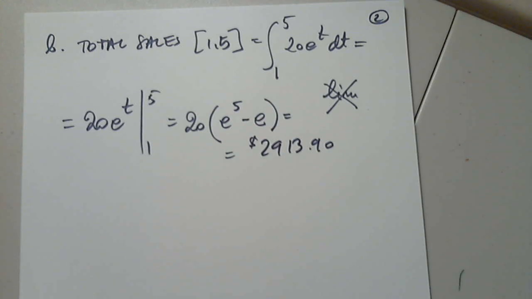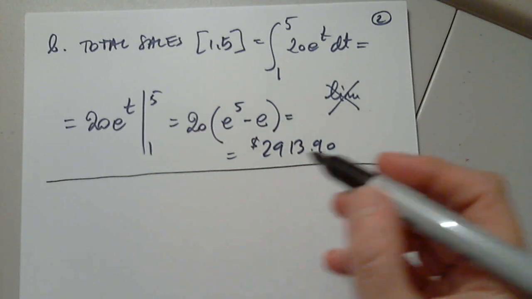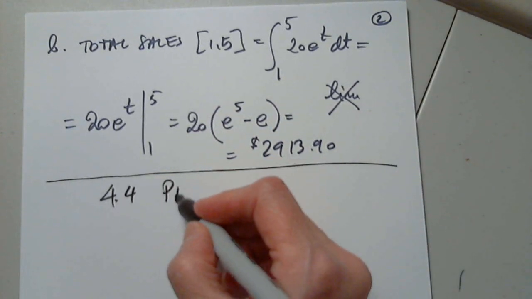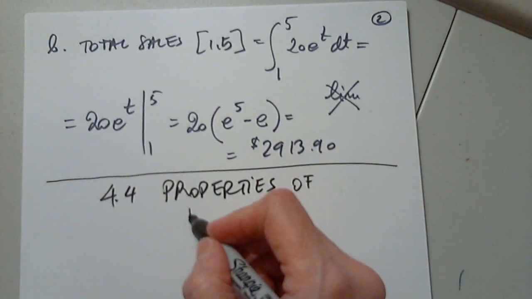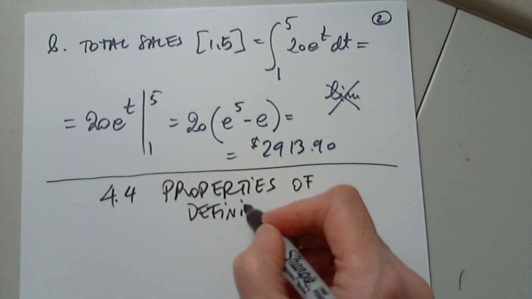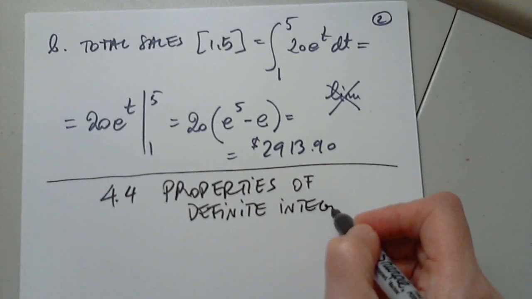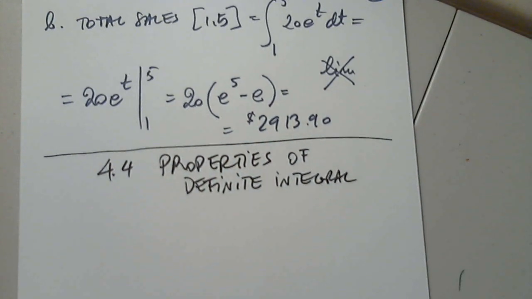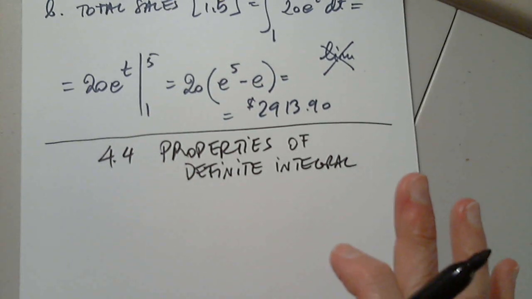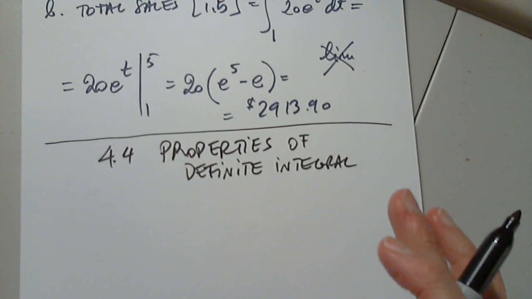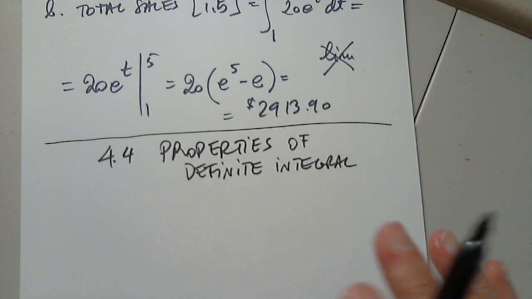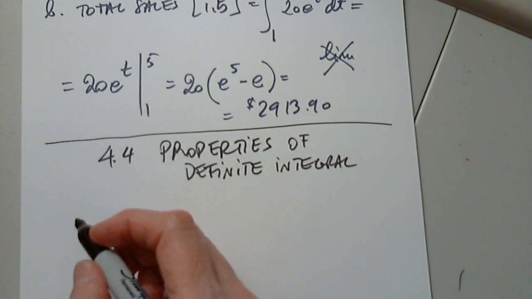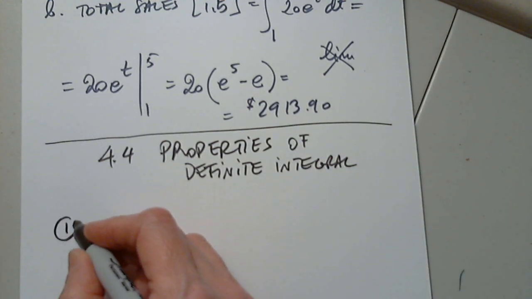Okay. In that case, I'd like to continue with 4.4. Properties of the definite integral. The definite integral has several properties. We're only going to discuss very few here. In my STEM class, we have 9, 10 properties that we look at. But here, we only look at a few basic ones. So here's number 1.